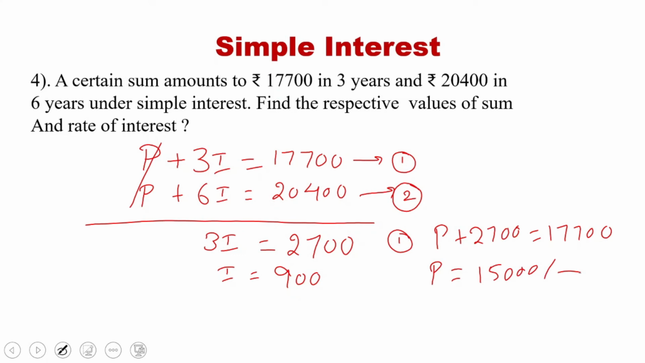Now find the rate of interest. Rate of interest R equals interest by, what is the interest? 900 by the principal, the initial value. Interest 900 on which amount? 15,000 rupees. So 15,000 into 100. So 0, 0, 0, 0 get cancelled, 0, 0 cancelled, and this 15 cancelled how many times? 6 times. So here the R value is 6% per annum.